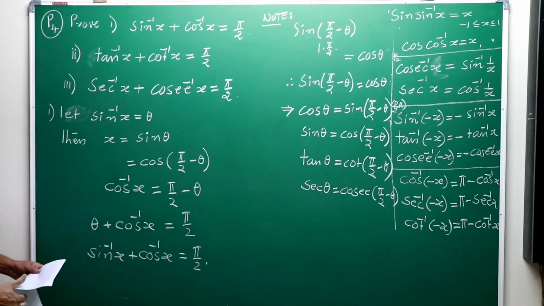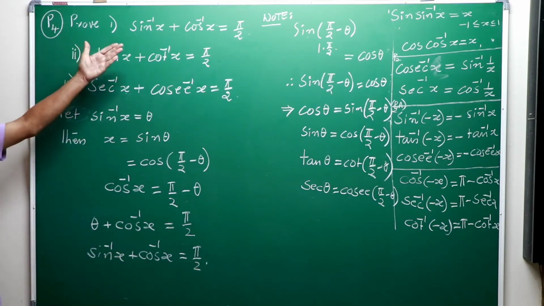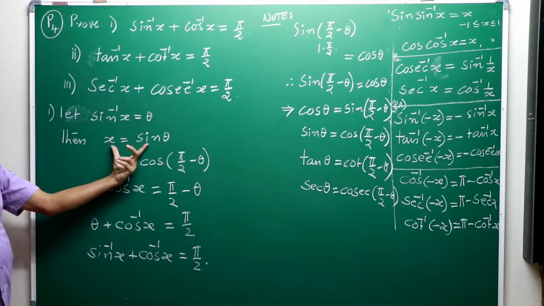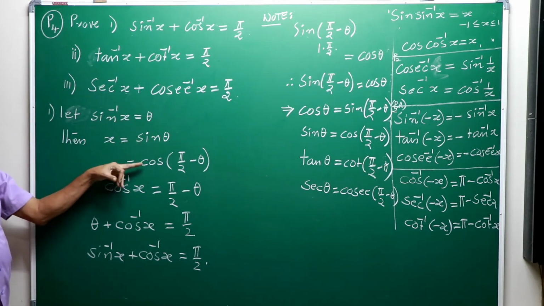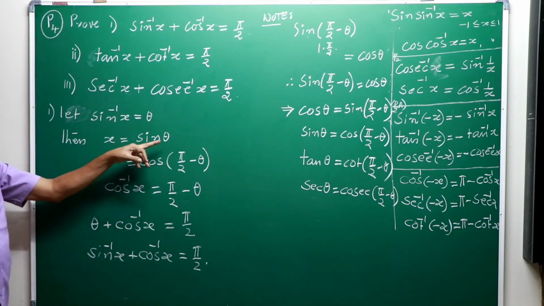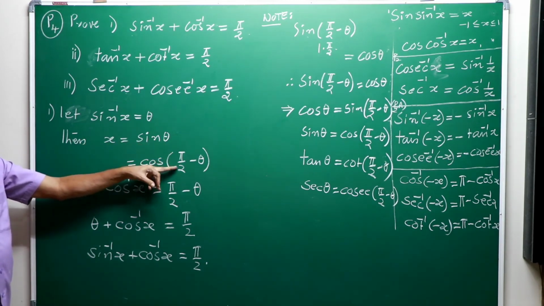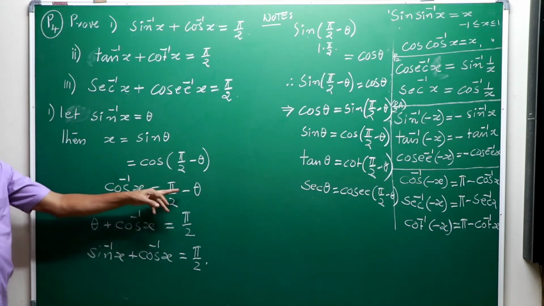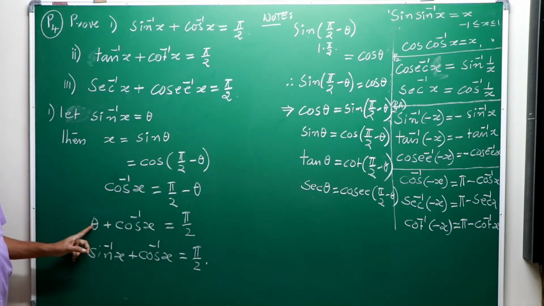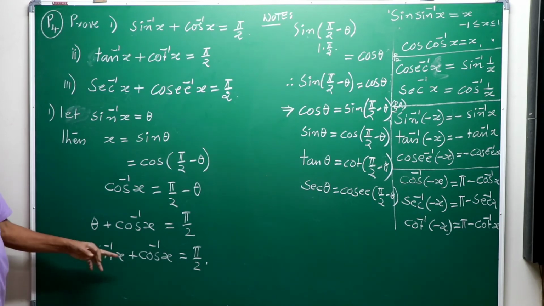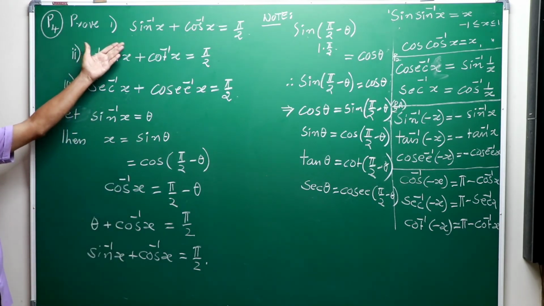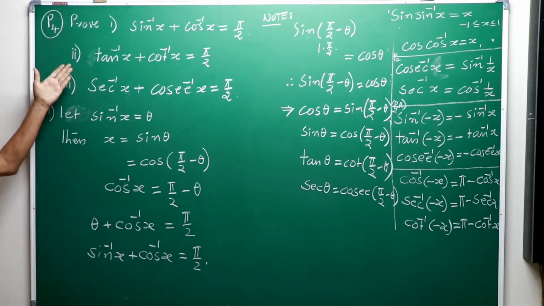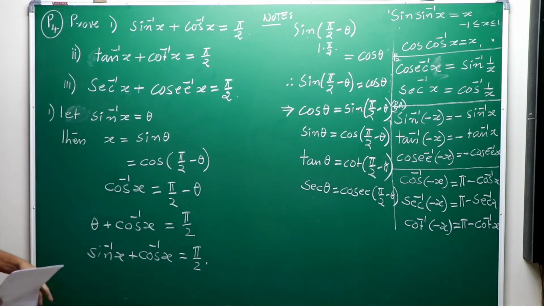Yes, my friend, what is the method? Take anyone. Let sin inverse x equal to theta. Apply the definition. Change from sin to cos. Replace your angle by π/2 minus theta. Cos this side, cos inverse, minus theta this side, plus theta, value of theta. Sin inverse plus cos inverse is your first result. On the same lines, I do the third one. You write the second yourselves.